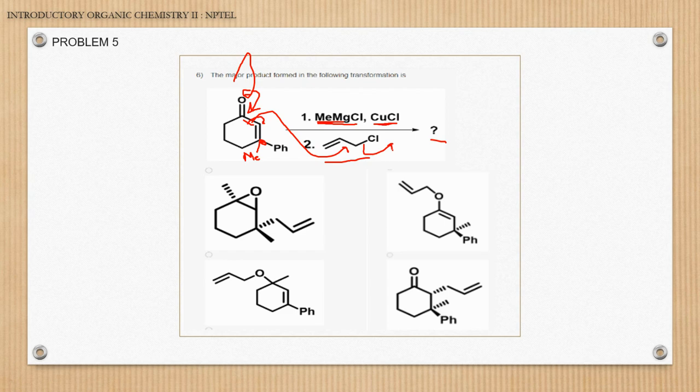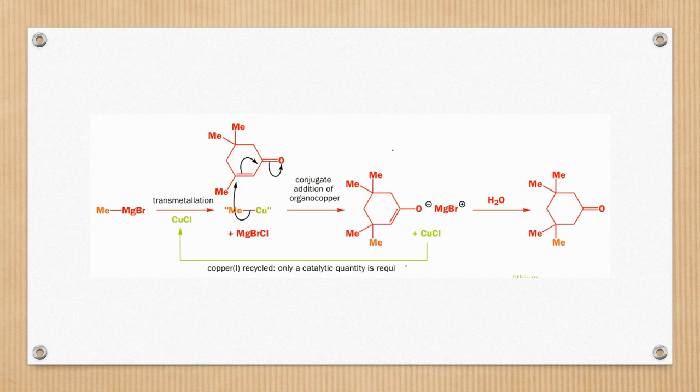Option D, the fourth option. So how is it going to be done? Let's talk about it. I have told you there is a transmetallation happening, a metal exchange from the copper chloride like this. So methyl copper is getting generated, which attacks the alpha beta unsaturated ketone, giving you an oxyanion, and then in the same pot they have hydrolyzed it.